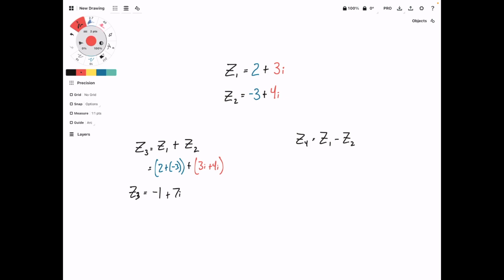On the right here, when you subtract, you do the same thing, but you subtract the real numbers and then you subtract the complex numbers. So in blue, we have 2 minus a negative 3. And then we're going to add the complex parts. We're going to have 3i minus 4i. So what this equals is 5 plus a negative i, which is really just minus i.